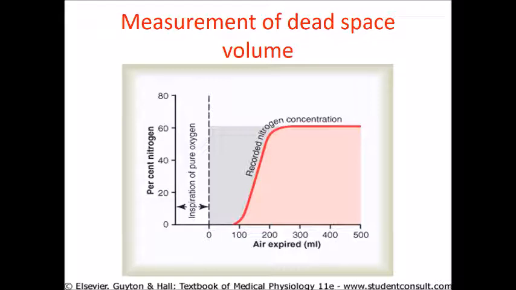So at that point, now you can see the graph. There are two areas visible, the gray area and the pink area. This gray area is actually the dead space area. You can see the red line is converting into a plateau line at around 150 ml. So the anatomical dead space is normally 150 ml. But how to calculate it based on this graph? Let us see the calculation formula.